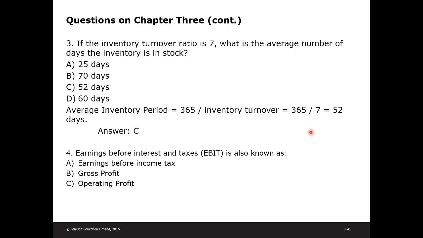Okay. Earning before interest and taxes, the EBIT, is also known as earning before income tax, gross profit, or operating profit. Of course, when we deduct the cost of goods sold and then deduct all the operating expenses, we get the EBIT, which is also called operating profit. So the answer is C.